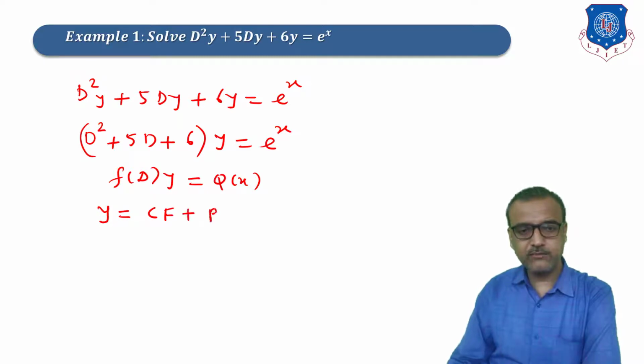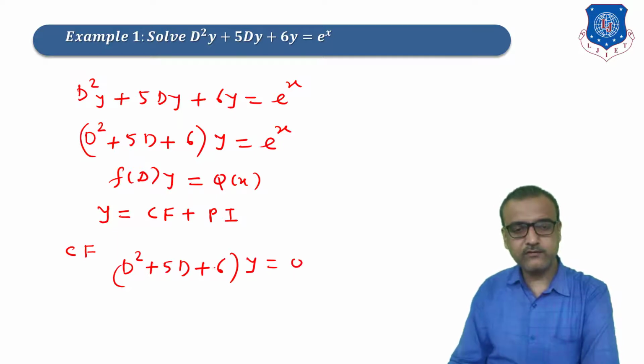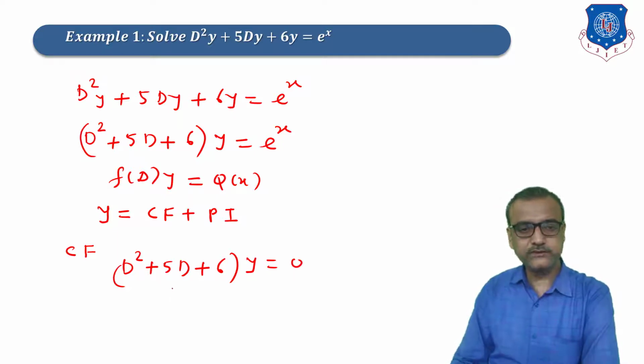So first of all we will find out CF. So how to find CF? We will make Q of x 0 to evaluate CF. So we will write down (D square plus 5D plus 6)y equals 0. Now this is a homogeneous linear ordinary differential equation of order 2.